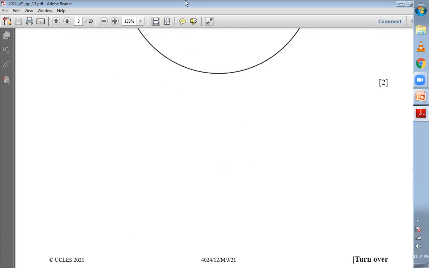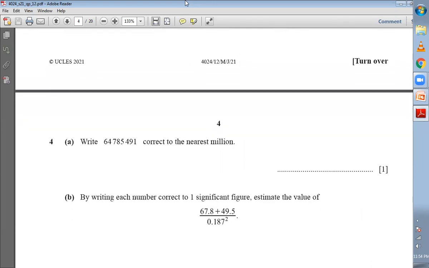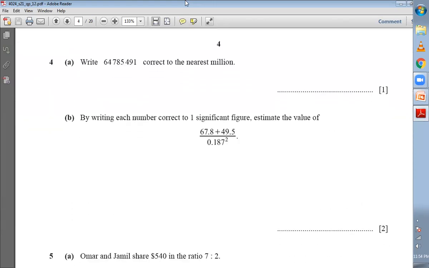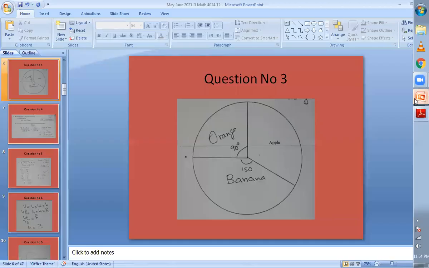Okay, so now it was a 2 mark question. Question number 4 coming up on your screen. He says, write 6478549 correct to the nearest million. Million is 10 raised to power 6. Remember that number. Million means 10 raised to power 6.